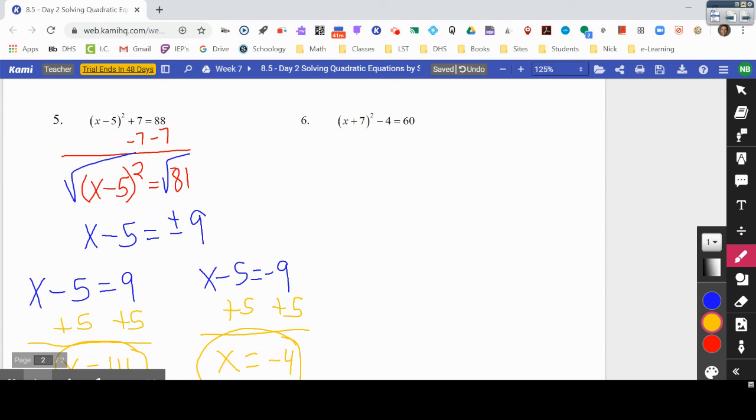Again, pause the video for number 6. I want you guys to try to work this out all the way through and come up with your two solutions.